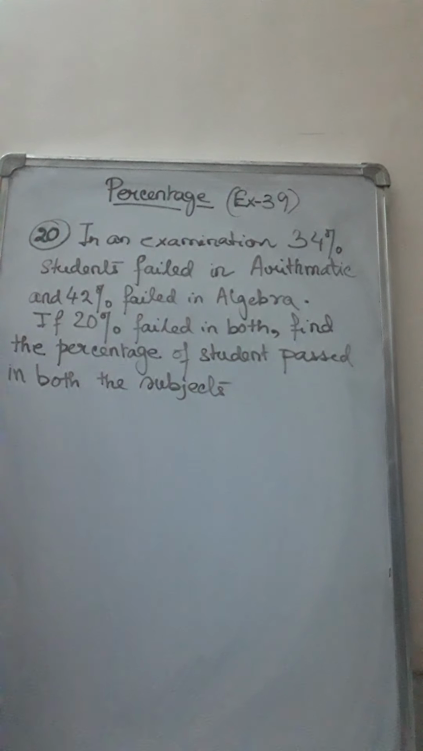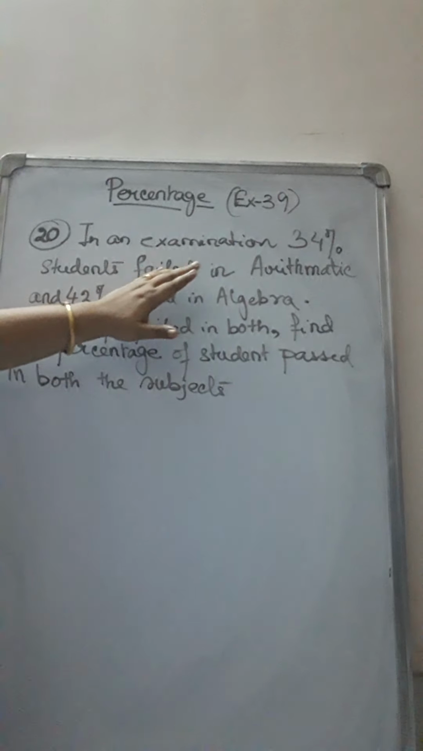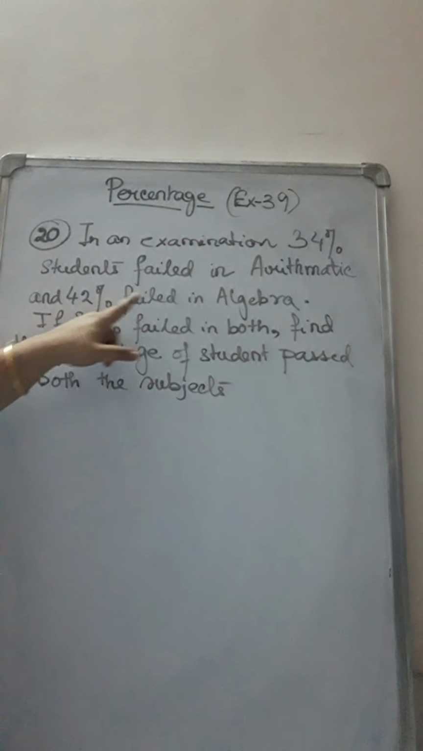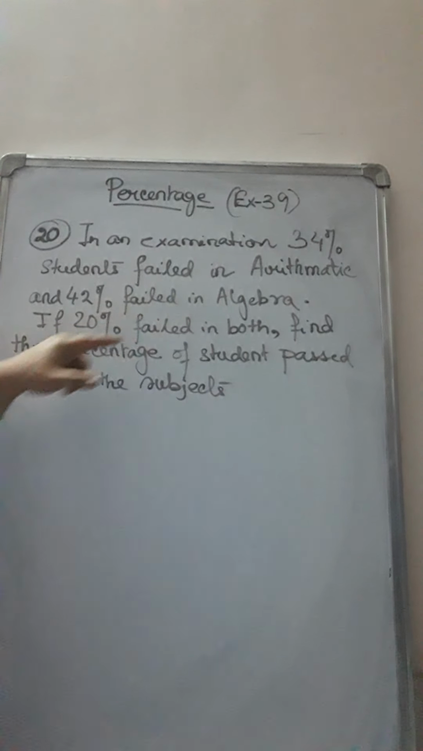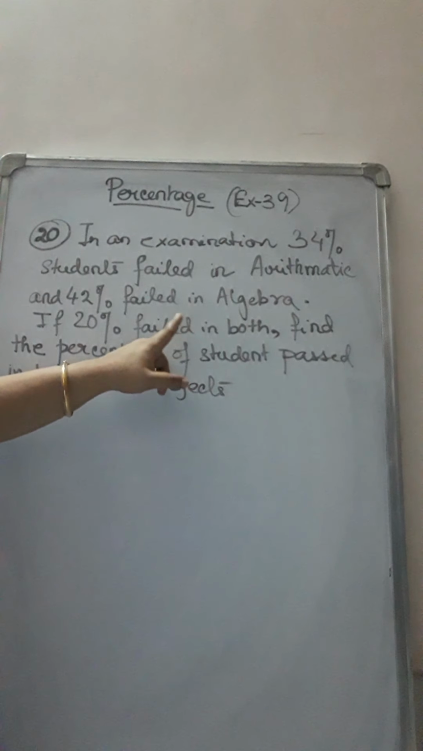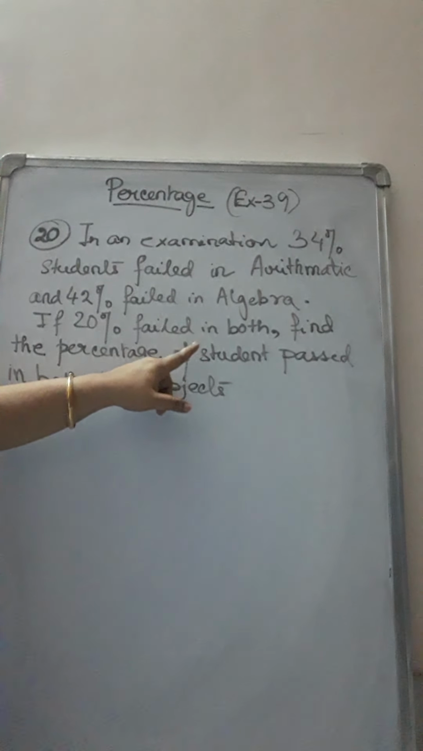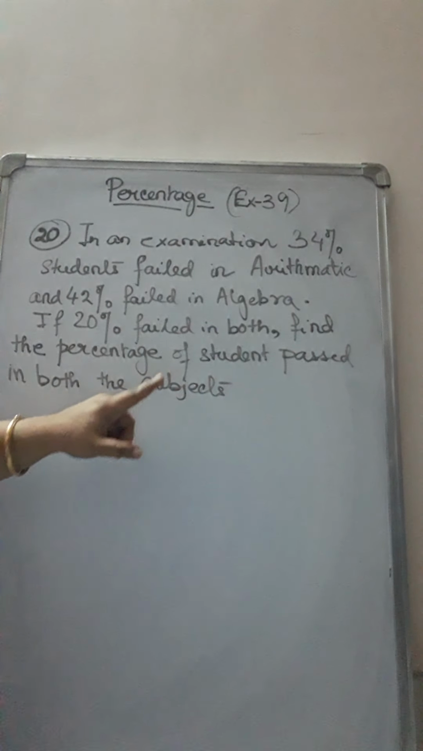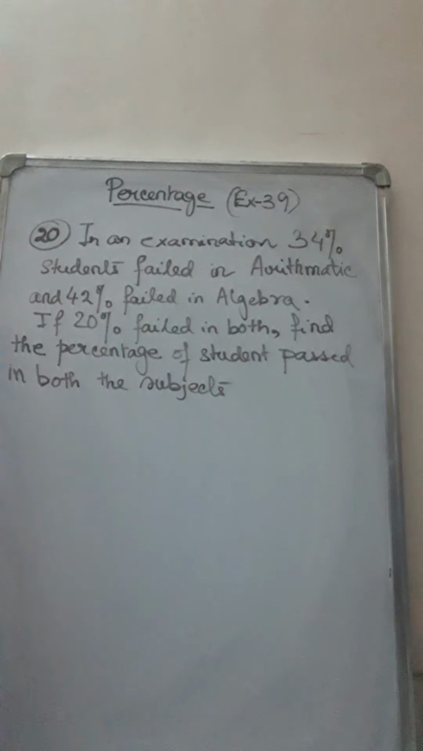Class 6, we are continuing with the chapter percentage. This is sum number 20 of exercise 39. In an examination, 34% students failed in arithmetic and 42% failed in algebra. If 20% failed in both, that means arithmetic as well as algebra, both are part of maths, find the percentage of students passed in both the subject.